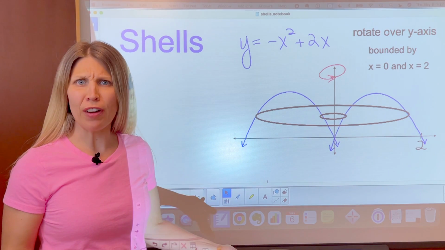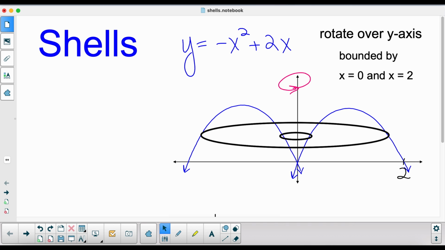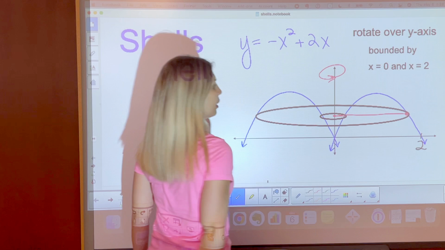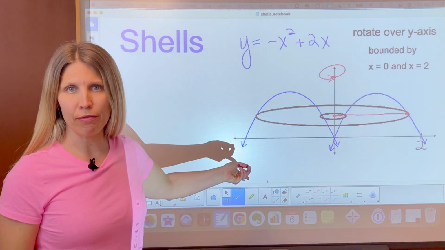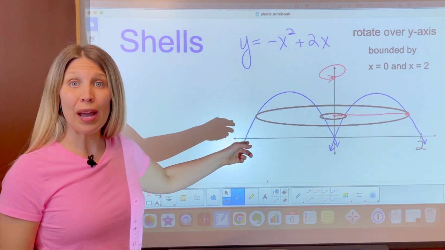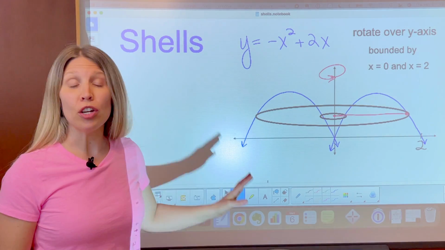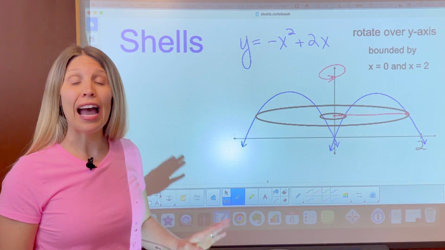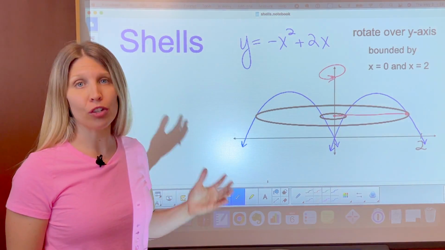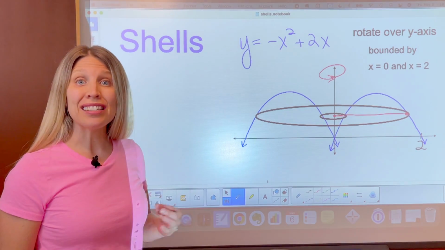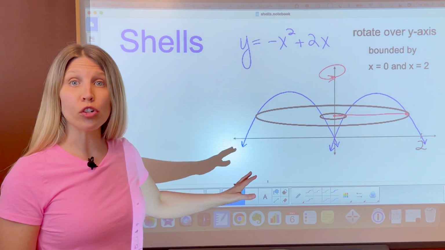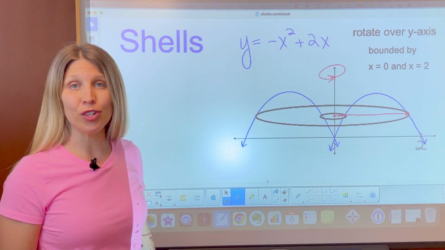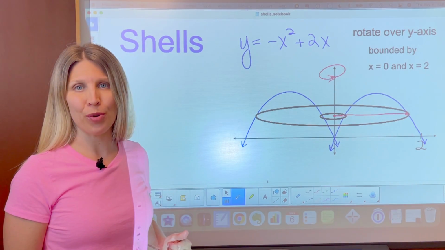The next step would be to find the radius. If we draw the radius of the small circle, it hits our blue function. But then the radius of our big circle, notice it hits the same function. When you have this issue, you can no longer use a washer, and you have to use a new method called the shell method. So that's how you know when to use the shell method. If the washer isn't going to work, you can go ahead and use the shell method. Let me show you how that works.